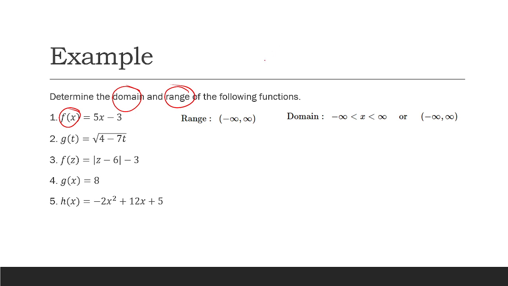Now, ano yung value ng t na pwede nating ilagay? Tingnan lang natin dito. Ano lang yung pwedeng i-square root? So, that is only 0 and all positive numbers.